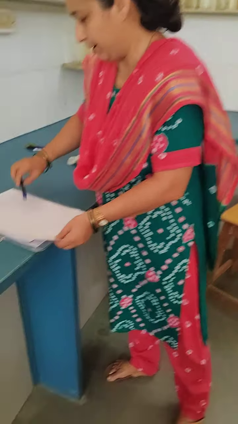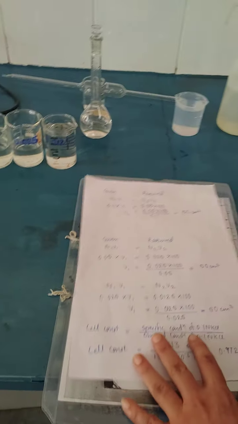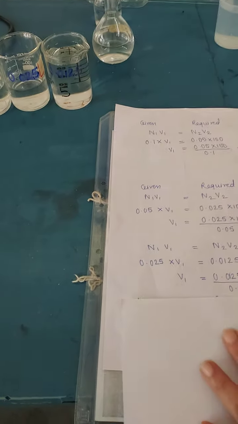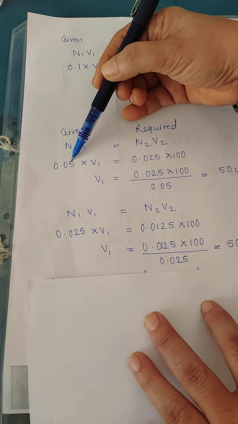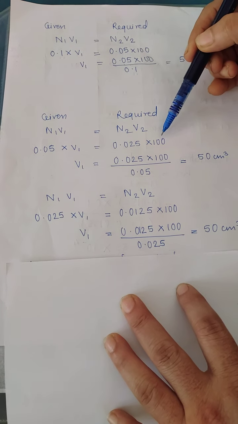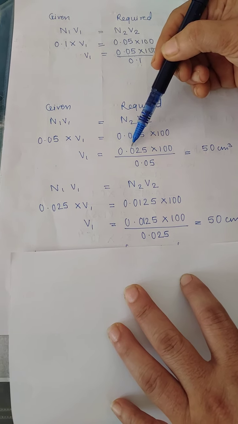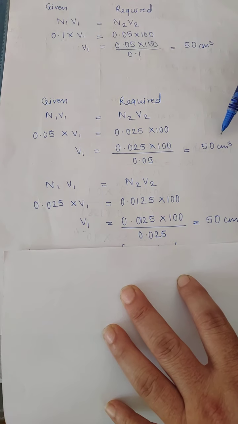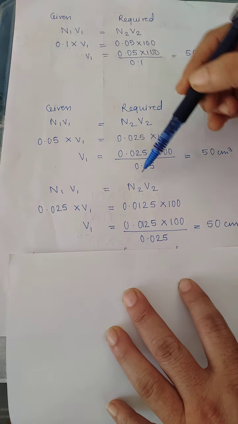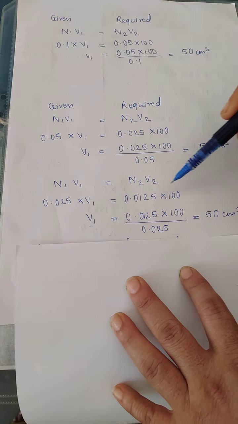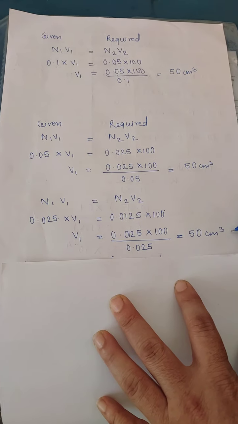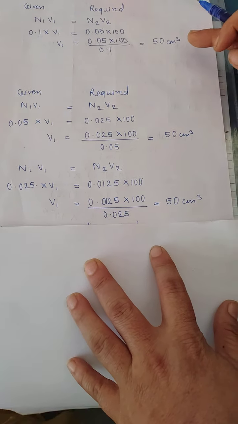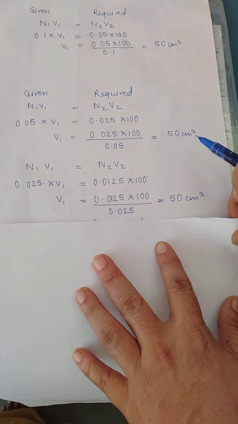For that you have to do the same type of calculation. You can see this calculation. This is the given solution. Now the given will be your 0.05 for the next. Required is 0.025, volume 100 cm3. So 0.025 multiplied by 100 divided by 0.05, the answer is 50 cm3. For the next one, required is 0.0125, volume is 100 cm3, given is 0.025. When you calculate, again you get 50 cm3. So for the preparation of all solutions, you have to pipette out 50 cm3 and dilute up to the mark.